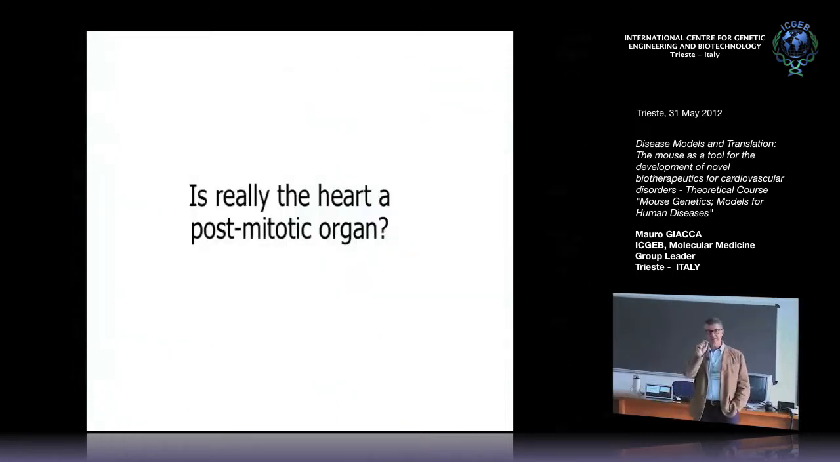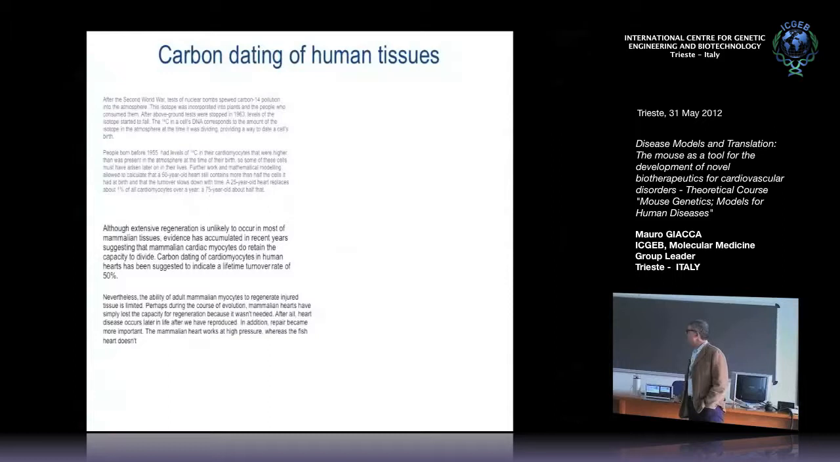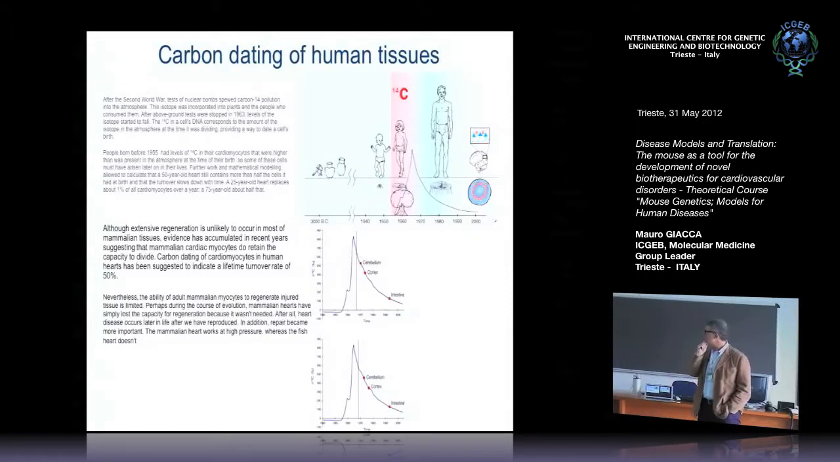So the question is: is the heart really a completely post-mitotic organ, as you could guess from this snapshot of what happens at one time? But if you look over time, is it really a post-mitotic organ? There's been a fantastic study a few years ago from a group at the Karolinska Institute in Sweden who took advantage of the fact that you can now measure, with sophisticated physics machines called accelerator mass spectrometers, the exact amount of C14 that you can find in any kind of sample.